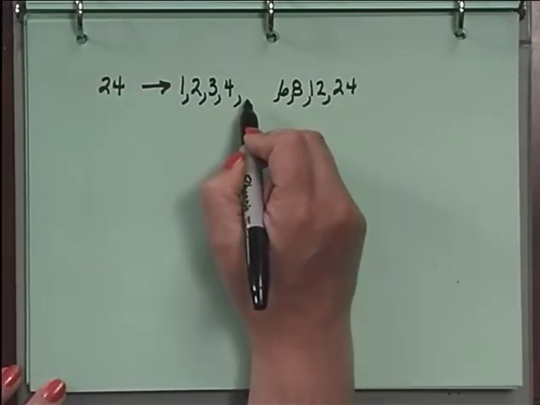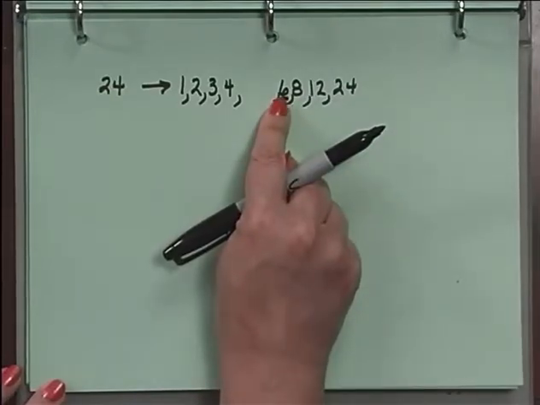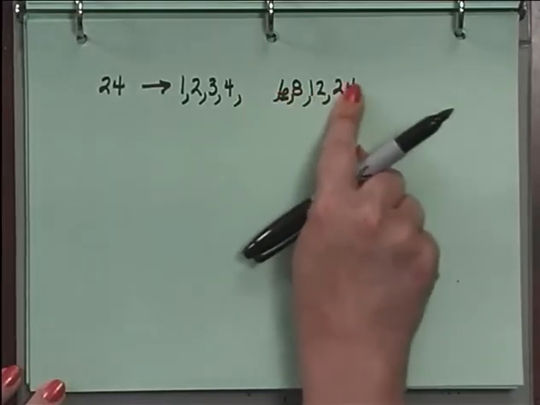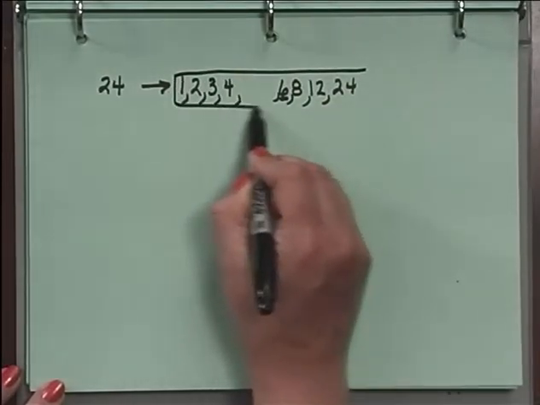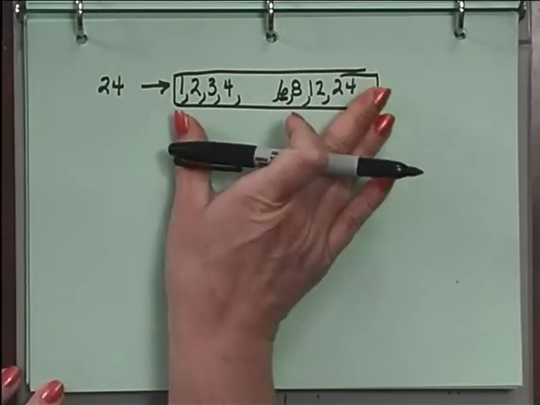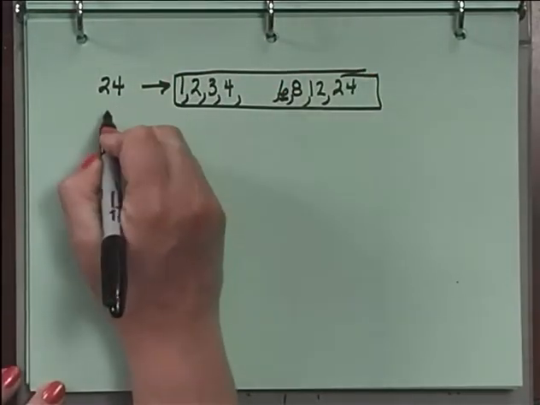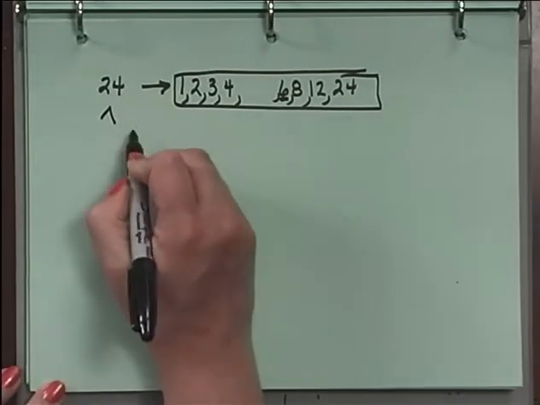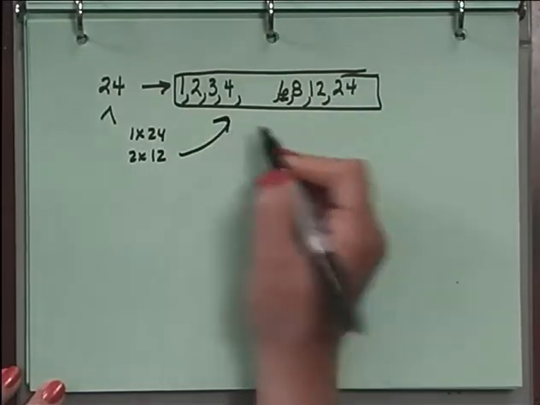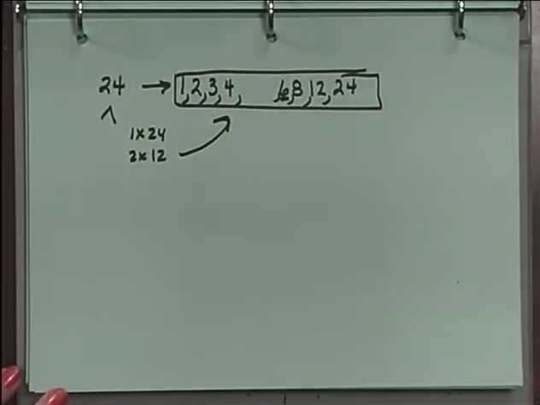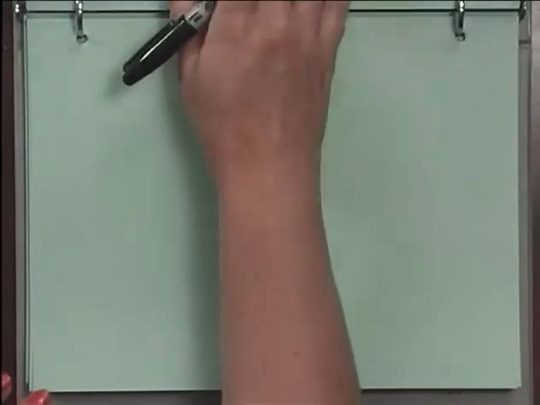5 is not a factor of 24, but 6 is. But notice how I already have 6 listed. Once I get to a number that's listed in these back pairs, then I'm done. I don't have to consider any other numbers. And these are the factors of 24. This is an easy way of writing out the factors. Now, if you didn't like this way, you could say, what are pairs of numbers that give me 24? 1 times 24, 2 times 12, and you could list them this way and then rewrite them in this order. Either method is correct.